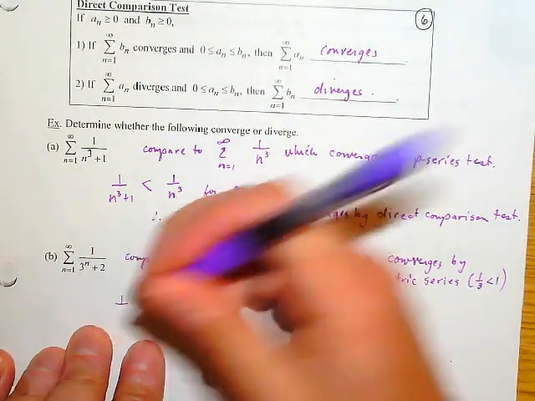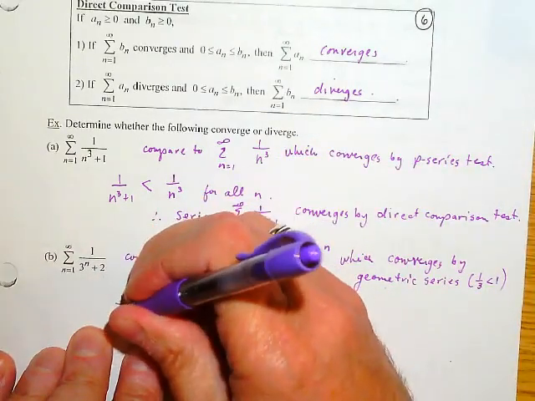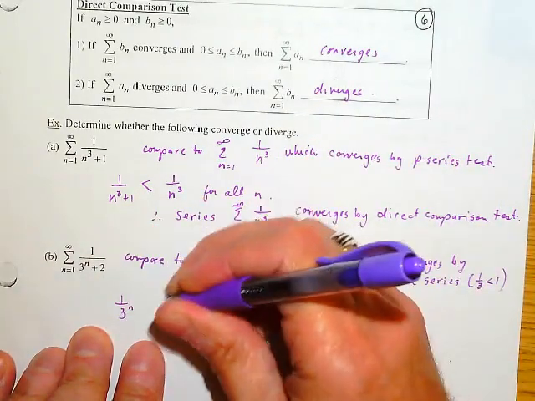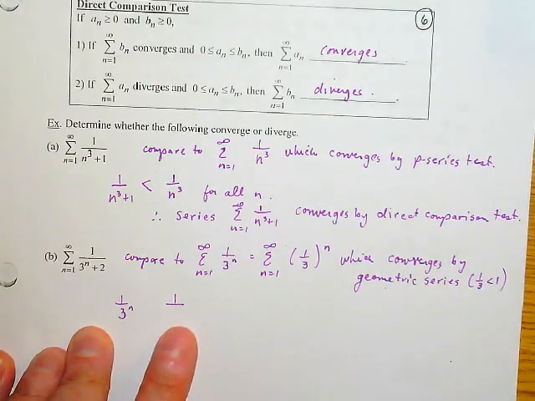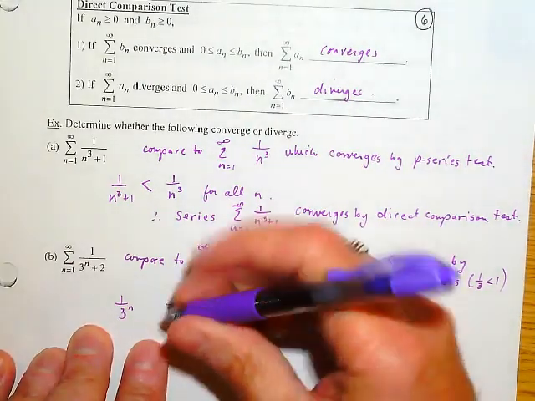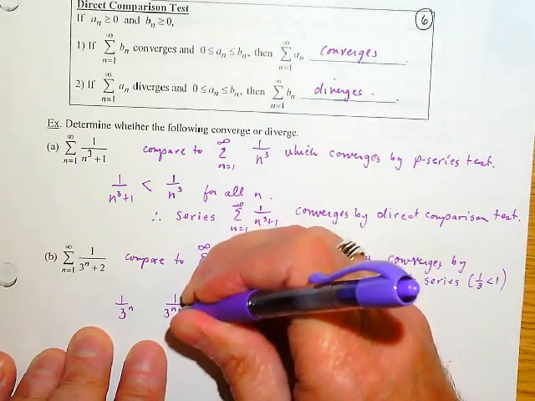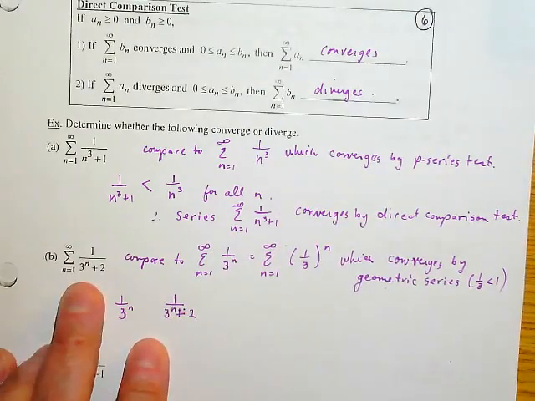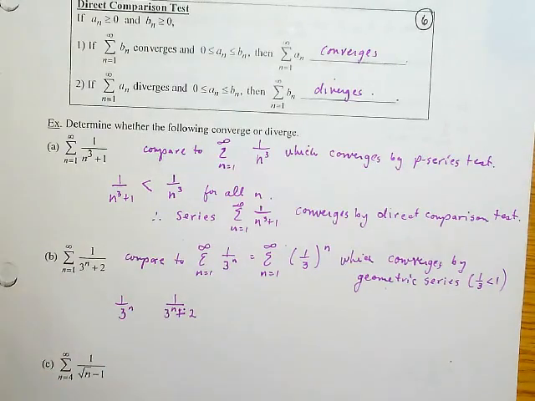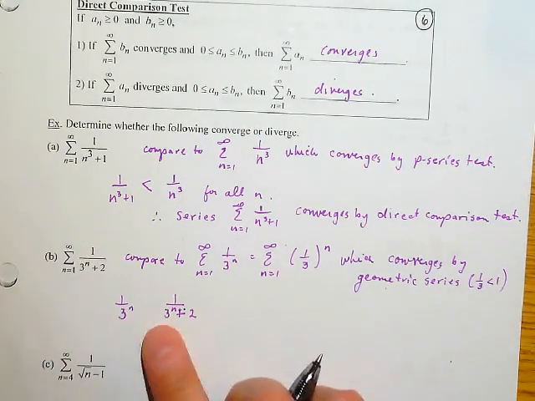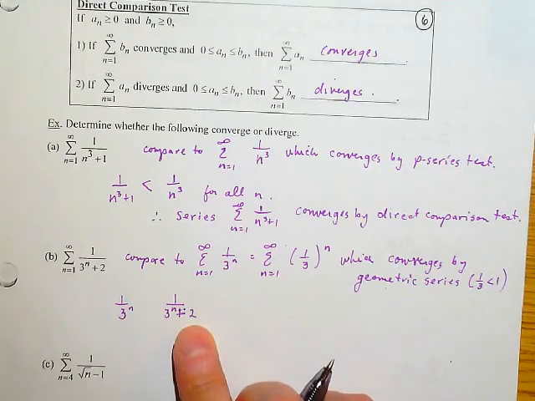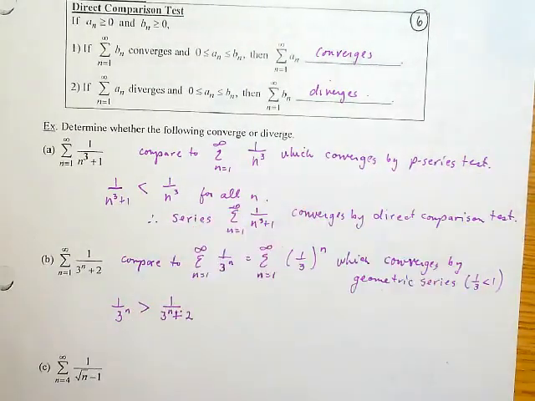So I'm comparing 1 over 3 to the n, and I'm going to write an inequality here. I'll put the inequality sign in the middle in a second. 1 over 3 to the n plus 2, right? Just the original one that we had. Well, again, since 3 to the n is common in those two, we're adding a little bit more. For all the values of n, wouldn't this be a slightly bigger denominator? If we're dividing by a bigger denominator, it is indeed less than.